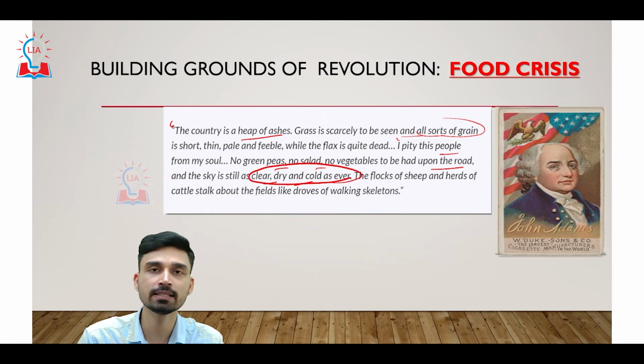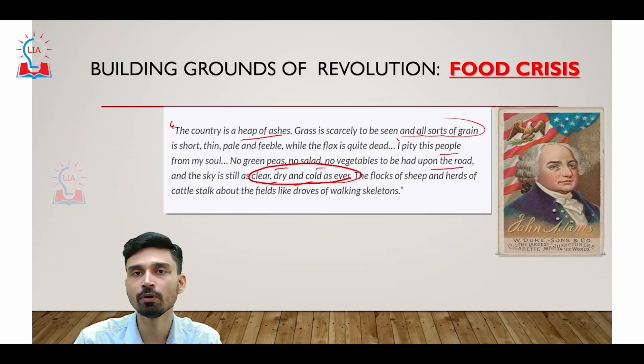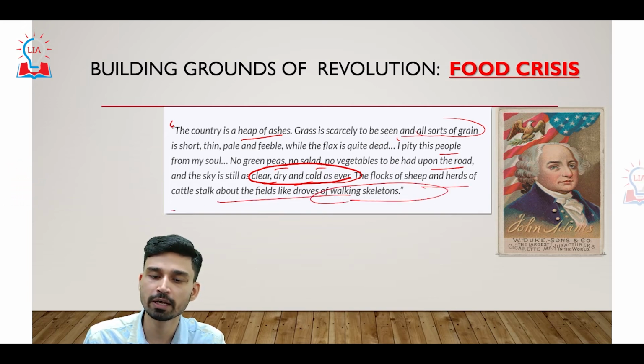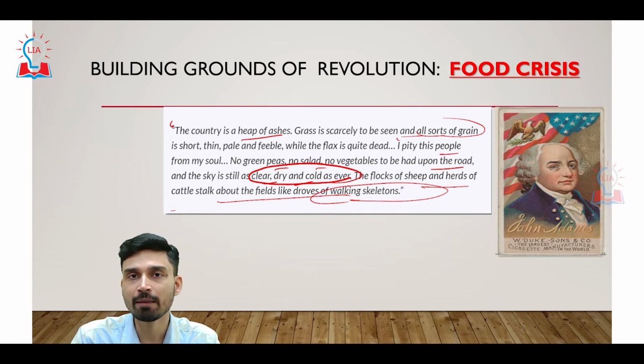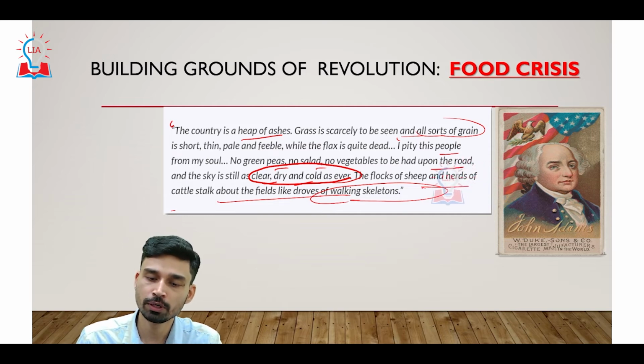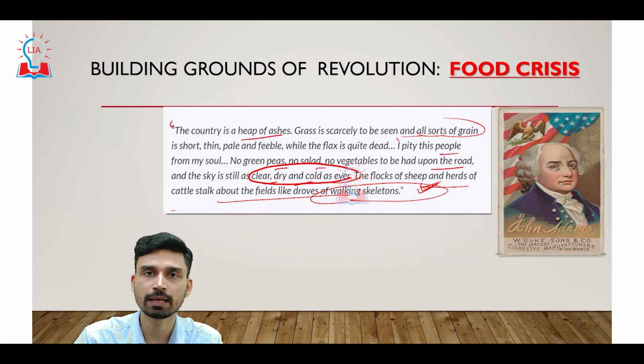That means there was no probability of rainfall that would have been helpful in increasing the crop production of France at that time. The flocks of sheep and herds of cattle stalk about the fields like droves of walking skeletons. See, sometimes if crop failure happens but you have cattle, cattle can supplement the income of the farmers, and not only that, they can also provide an alternative food to traditional food staples such as rice, wheat, and all these kinds of things. But because of the lack of rainfall, the grasses were also not growing, and that is why the cattle could not be depended upon by the farmers and the people of France.